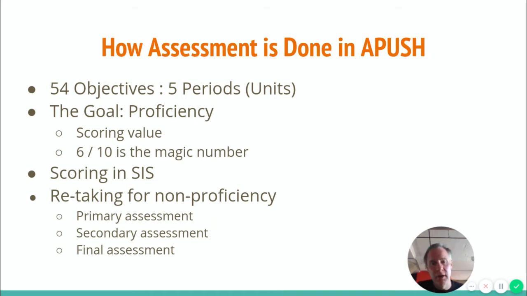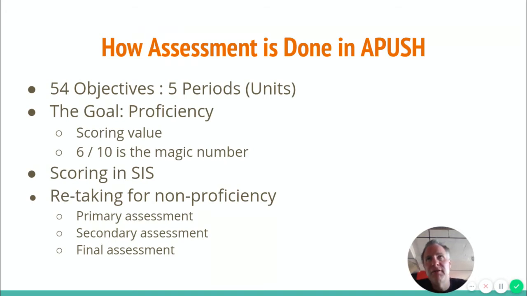If you score below a 6, which we're anticipating is going to be very few people, small number, then you get the opportunity to retake that assessment in a different form, not going to be the exact same thing, to see if you can show proficiency a second time.